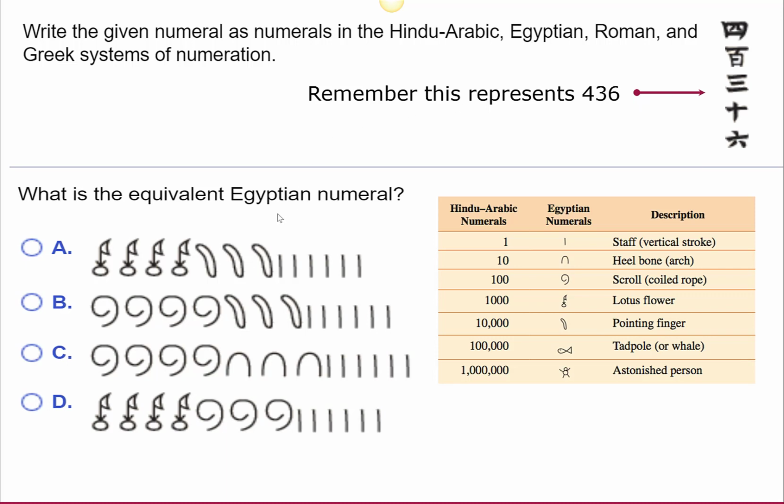Now we want to translate it to the Egyptian system. So we have 400. So we look at our symbols down here. So we know we're going to need 4 scrolls. We look here, we have 2 answers with 4 scrolls. So it's going to be one of those. And then we need a 30s. So we need 3 heel bones. And we see that in answer C. And then we need 6 staffs. And that's right here. So the correct answer here is going to be C.